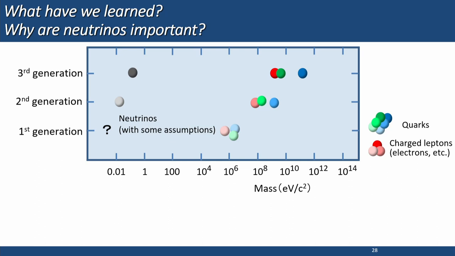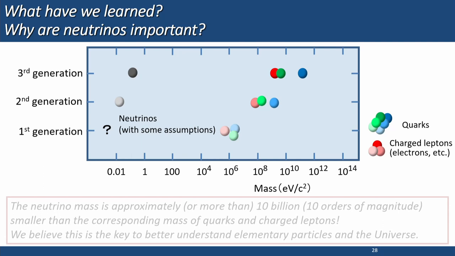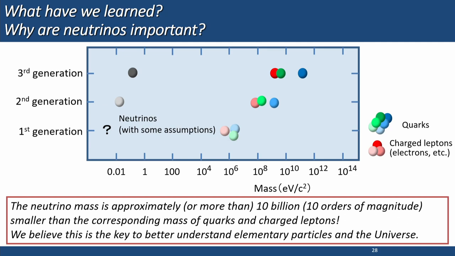And you have to be careful that one unit is two orders of magnitude. So, the neutrino mass is approximately, or maybe more than, 10 orders of magnitude smaller than the corresponding mass of quarks and charged leptons. 10 orders of magnitude smaller. Very small. And we believe that this is the key to better understand elementary particles and the universe. Therefore, the neutrino community was really excited with the neutrino mass.